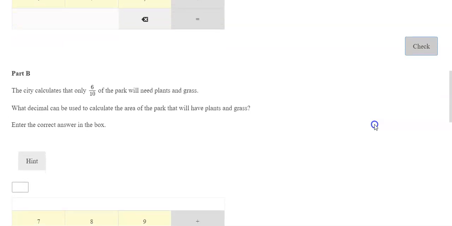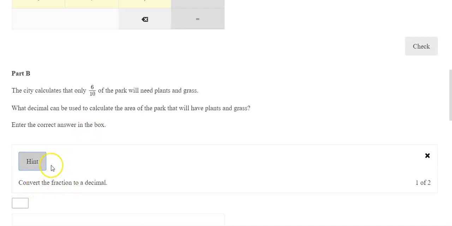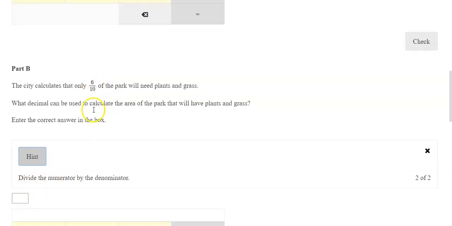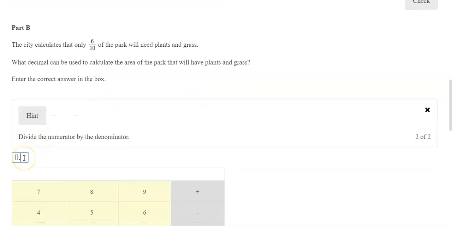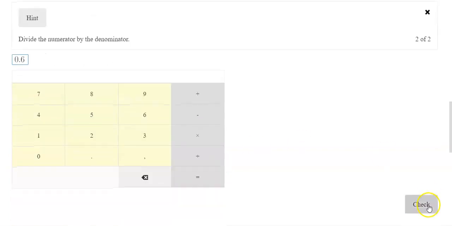Okay. The city calculates that only 6/10 of the park will need plants and grass. What decimal can be used to calculate the area of the park that will have plants and grass? So all we have to do is convert the fraction to a decimal. To do that, it says that we need to divide the numerator by the denominator. But if you say the 6/10, that means that our decimal is 0.6 because the 6 is in the tenths spot.